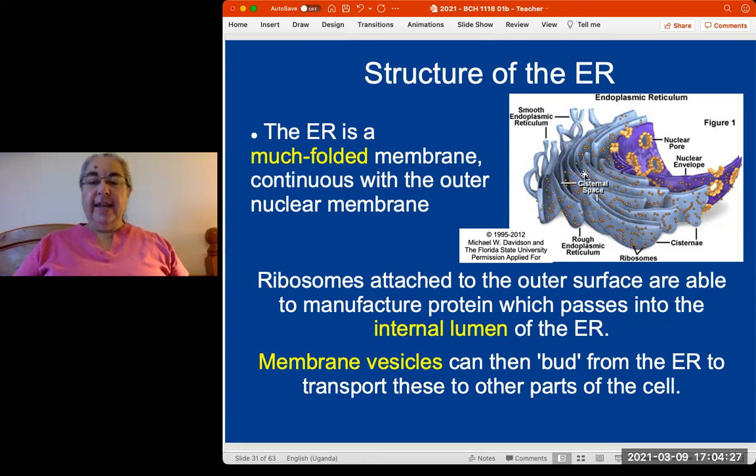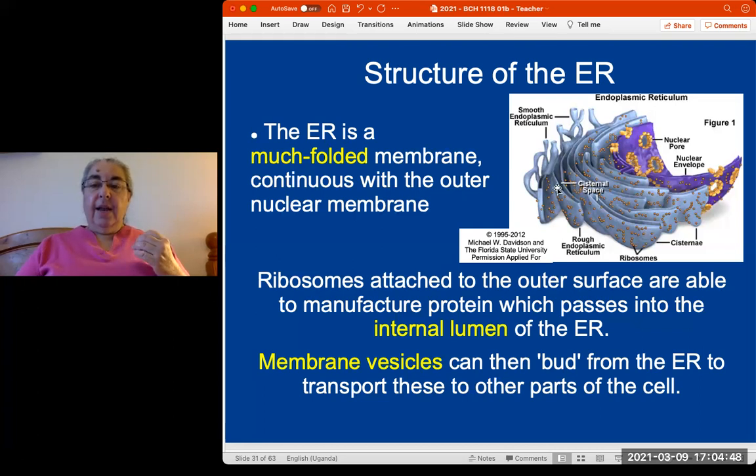Okay, so there's an inside and an outside, and lots of processes are going on here which are involved in making and processing proteins and other membranes and other molecules in the cell.